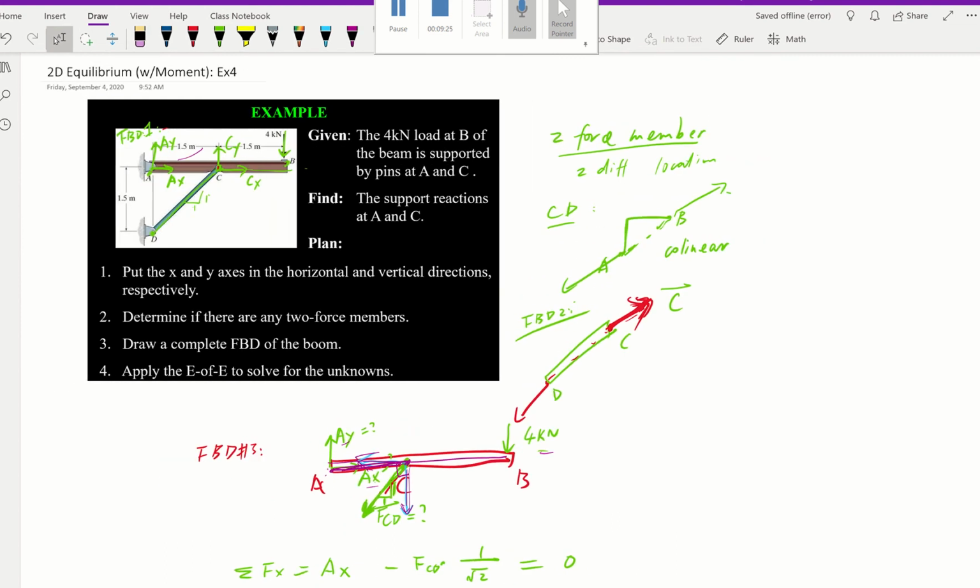And hopefully you can see the 2D member plays an important role when you're solving equilibrium problems. When you identify them as early as possible, that will help in solving it.